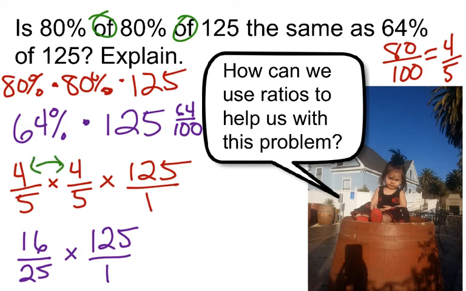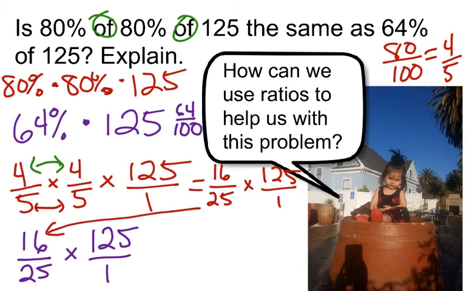Let's first multiply our two fractions. And remember, when we multiply fractions, we can just multiply the tops and multiply the bottoms. So this one can be 4 times 4, which is 16, and 5 times 5, which is 25, times 125. And without solving it even, what do you notice? Well, we can see that 16/25 is the same as 4/5 times 4/5, or 80% of 80%. So in these cases, they are the same.